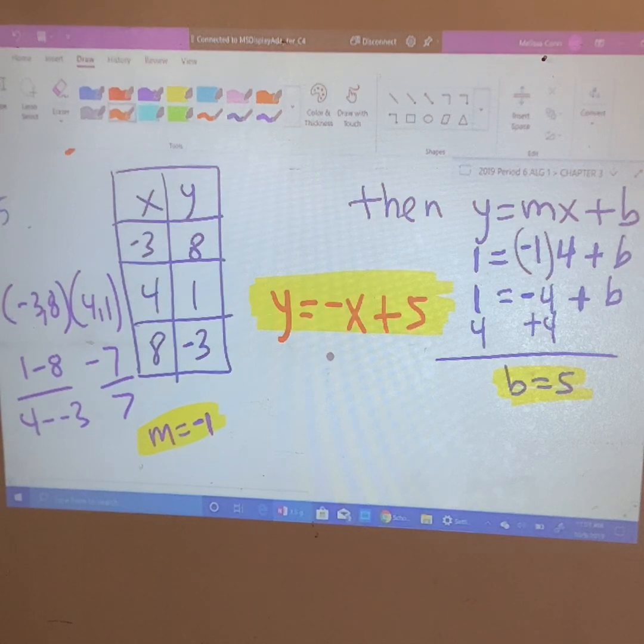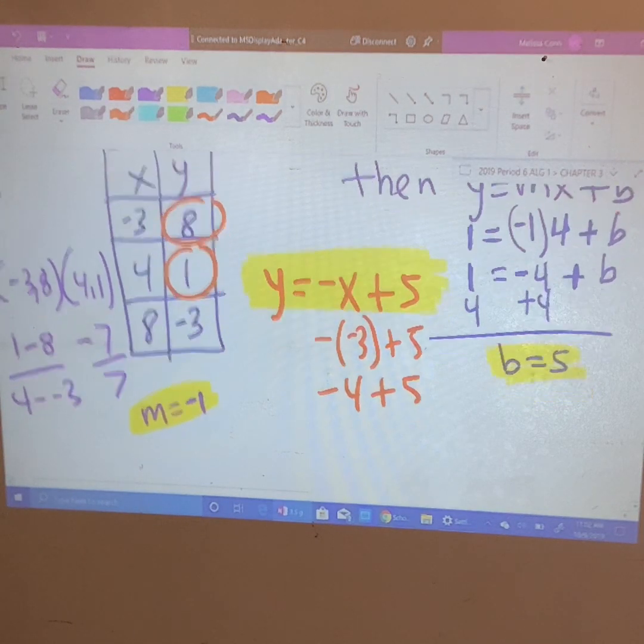If x is -3, negative of -3 plus 5, that's a double negative, which makes positive. This is 3 plus 5, and my answer is 8. If I put in a 4 in this spot right here, that says -4 plus 5. -4 plus 5 is 1. That works there too.